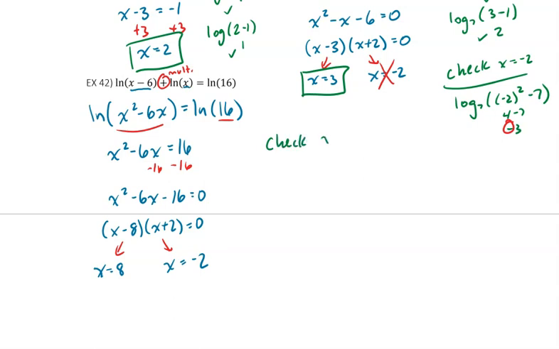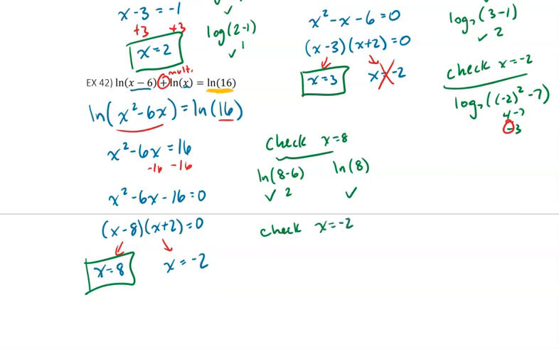So let's go ahead and check x equals 8 first. So we're going to have to plug it into all three, but we really don't need to plug it into this last one because there's no x. Like 16 is always just going to be 16, which is positive, so that's perfect. But we are going to plug it into the other two. So ln of 8 minus 6, 8 minus 6 is 2. That one's good. Next one's just ln of x, so that's just ln of 8. That's positive, so that's good. So x equals 8 is an answer.